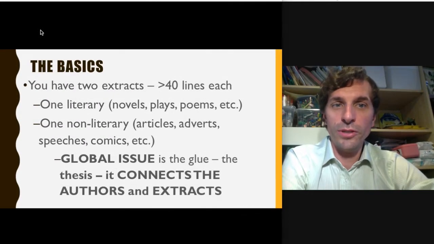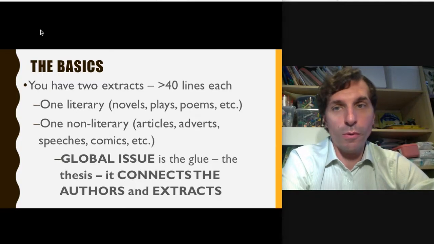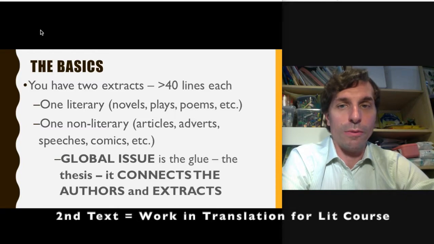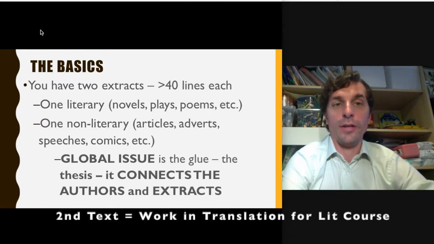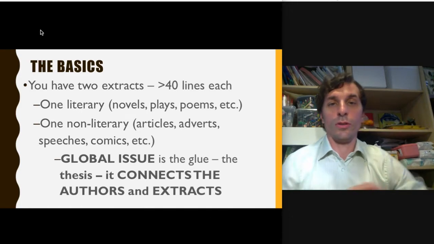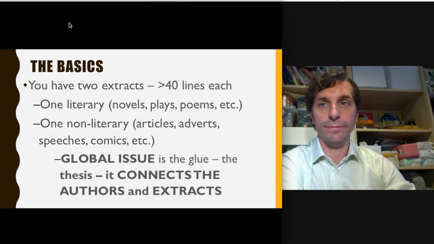So here are some just absolute basics. When you start, you have to select 2 extracts of less than 40 lines, one from a literary work like a novel or a play or a poem, and one from a non-literary work like advertisements, articles, speeches, and a global issue connects your 2 extracts and the work they come from. So the global issue is the thesis or the connecting idea.